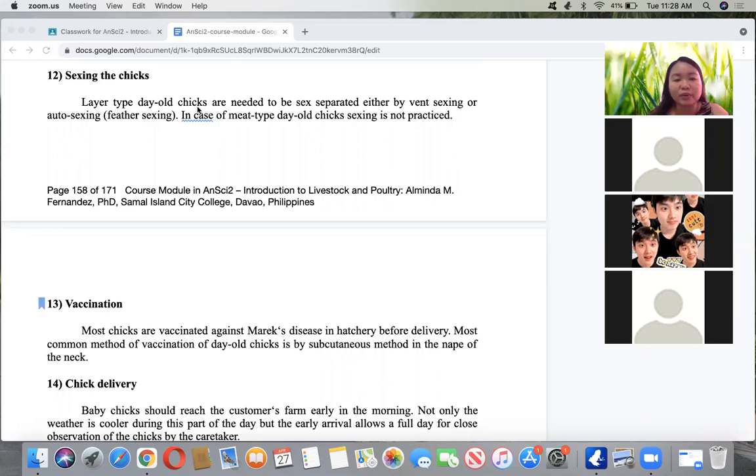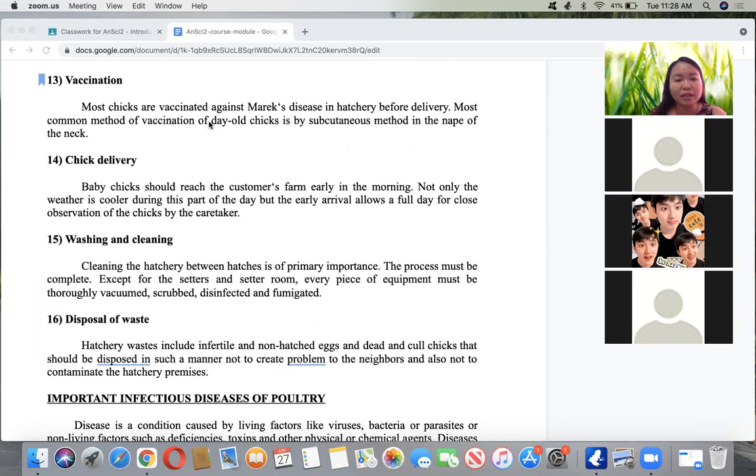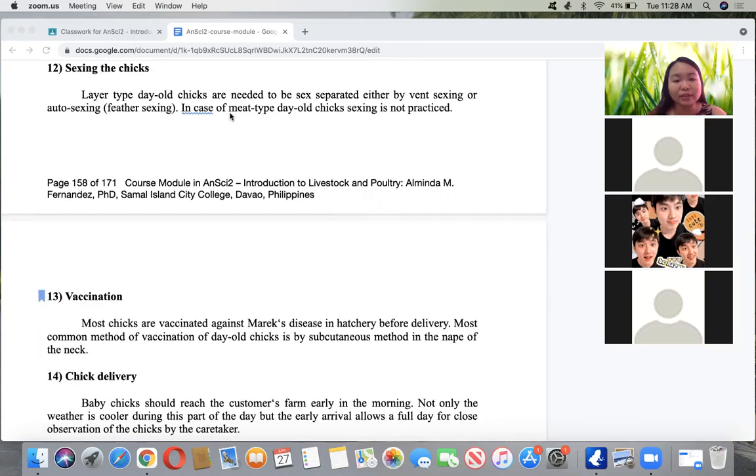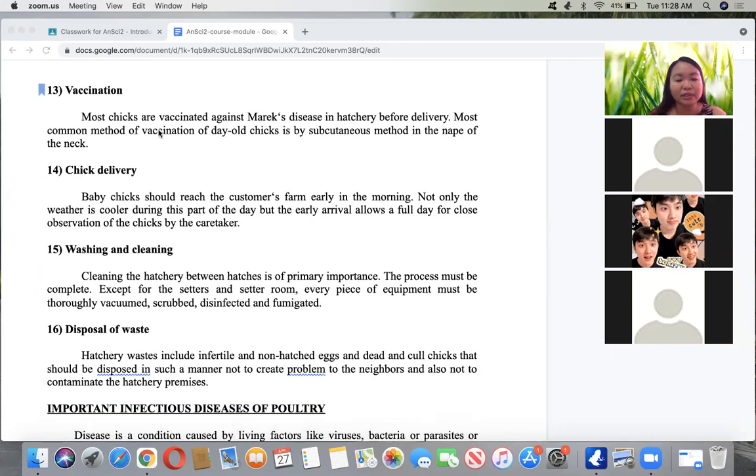The layer type day-old chicks need to be sex-separated, either by vent sexing or auto-sexing through their feathers. In meat type, day-old chick sexing is not practiced. This is only for breeding. And also for layers, because they should be able to lay eggs, right?